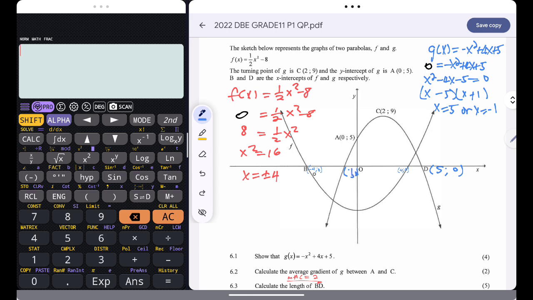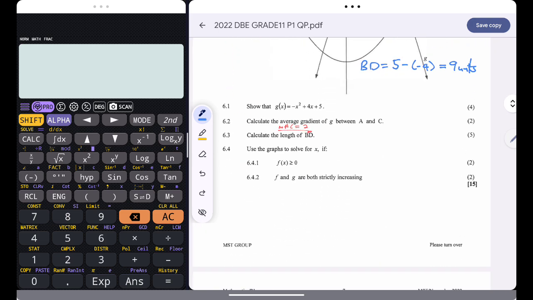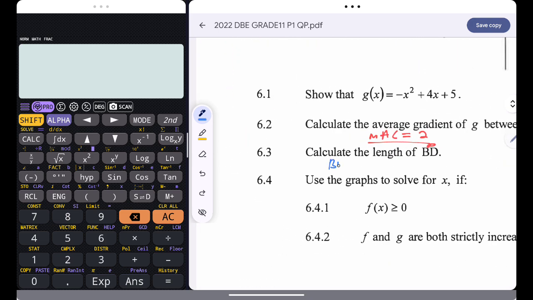So for me to find the length of BD, points B and D are on the same horizontal line. If we want to find the distance between points which are on the same horizontal line, we don't have to worry about y, because the y values are the same. You just need to subtract the x values. Always take the bigger one minus the smaller one, and then the length of BD will be 9 units. So the length of BD is just equal to 9 units.